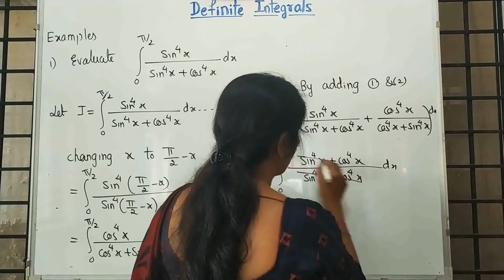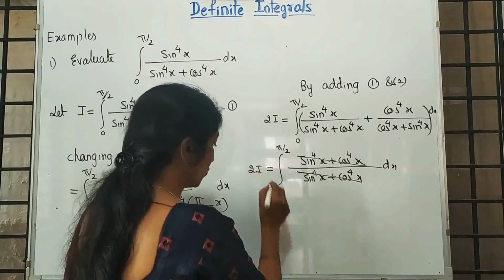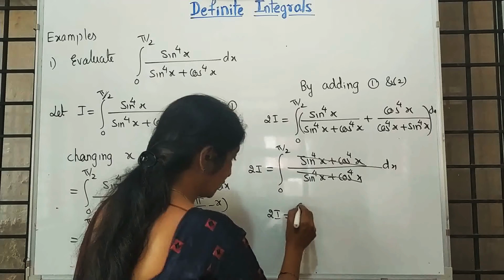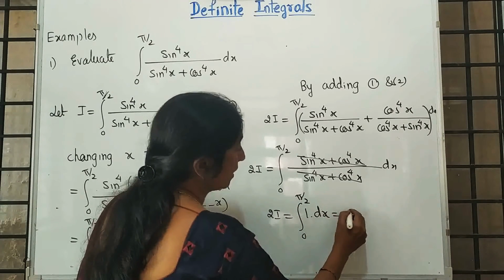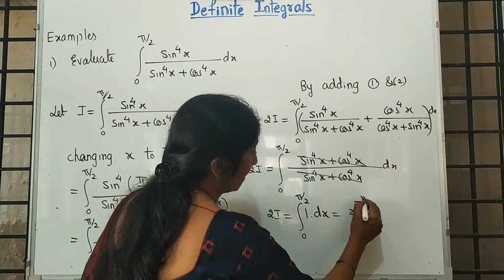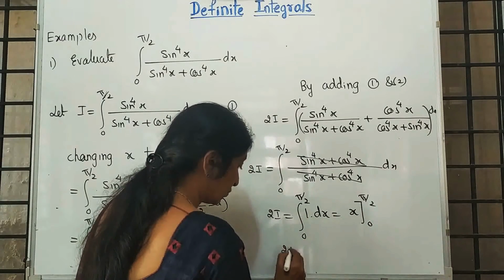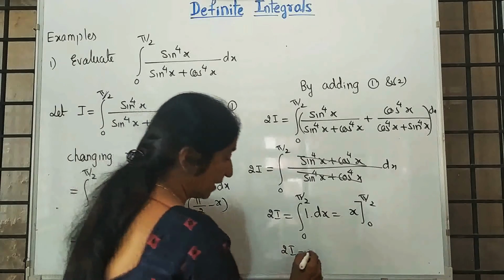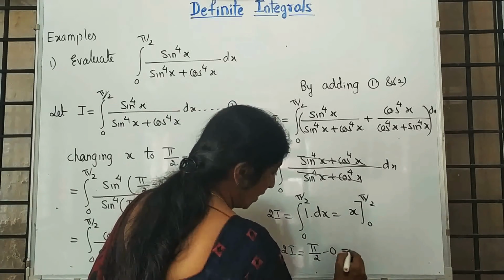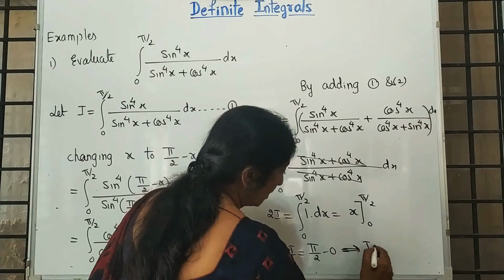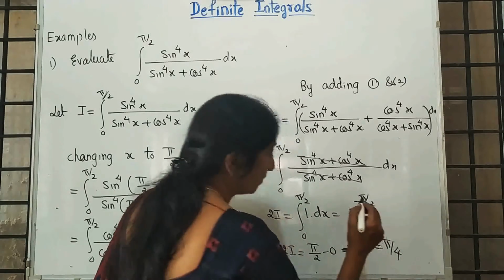Now they get cancelled. It is 2I is equal to integration from 0 to pi by 2 of 1 into dx. Integration of 1 is x, from 0 to pi by 2. So 2I is equal to, write down the upper limit pi by 2 minus the lower limit. So 2I is equal to pi by 2, which means I is equal to pi by 4.